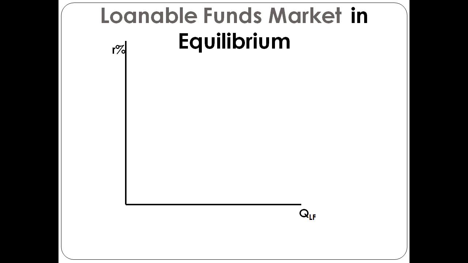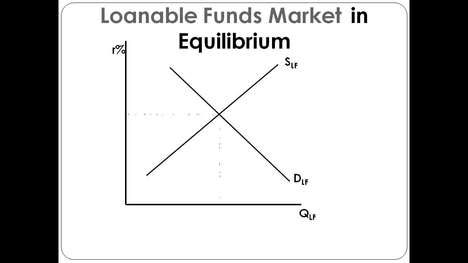So now we're going to take a look at this loanable funds market in equilibrium. On our y-axis, we're going to have the real interest rate. On our x-axis, we're going to have the quantity of loanable funds. We have a downward sloping demand for loanable funds, represented by DLF. We have an upward sloping supply of loanable funds, represented by SLF. And where they intersect, you have an equilibrium real interest rate, a lowercase r, and an equilibrium quantity of loanable funds, represented by that lowercase q.